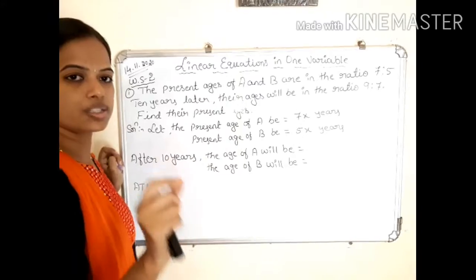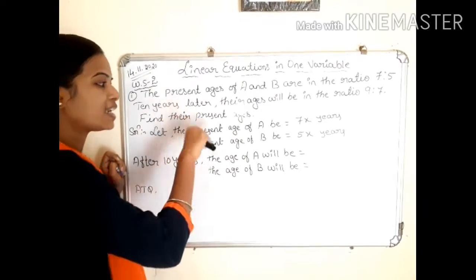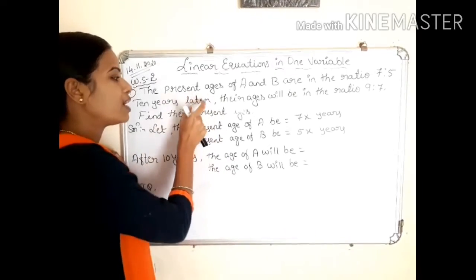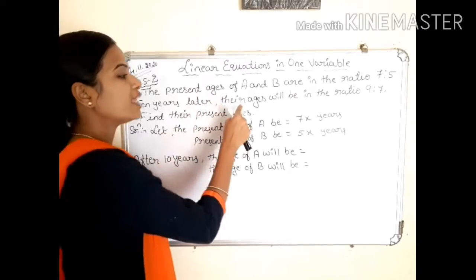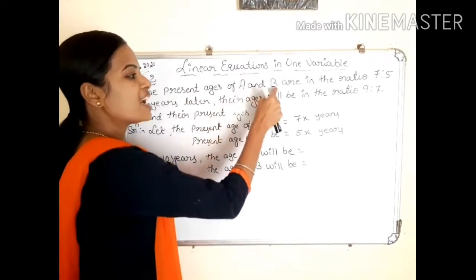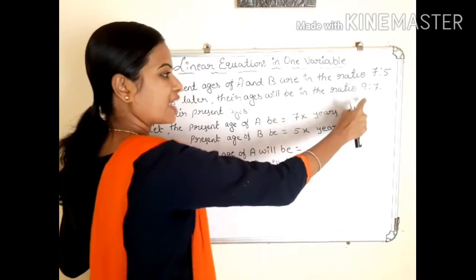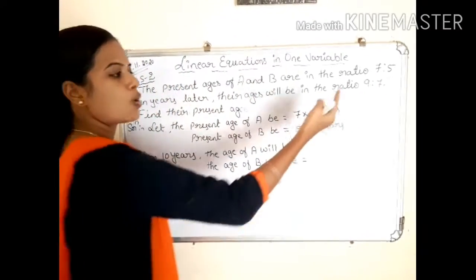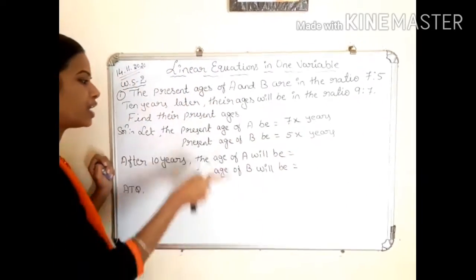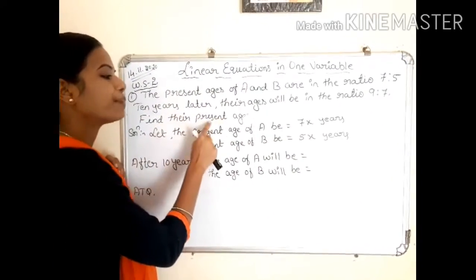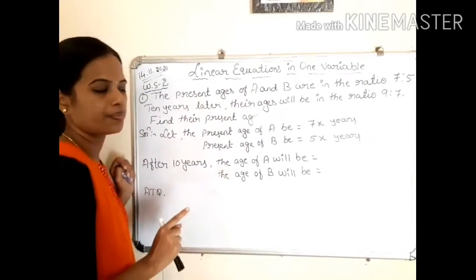They are given the ratio 7:5. 10 years later. 10 years later means afterwards. After 10 years, the ages of A and B will be in the ratio 9:7. Again, 10 years after, the ages are also given in the ratio 9:7. Here you have to find their present ages. Present ages of A and B you have to find.